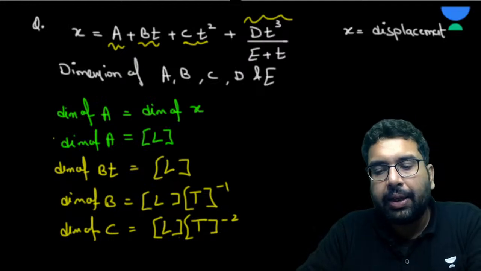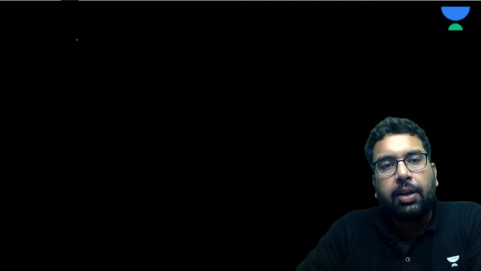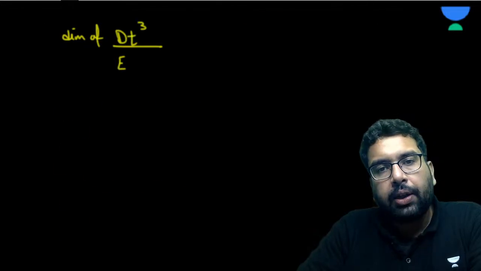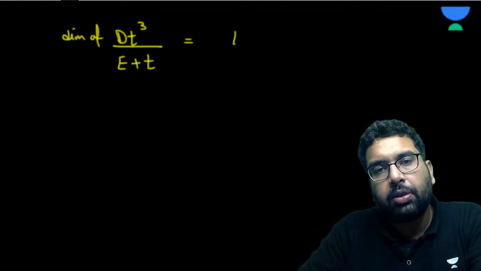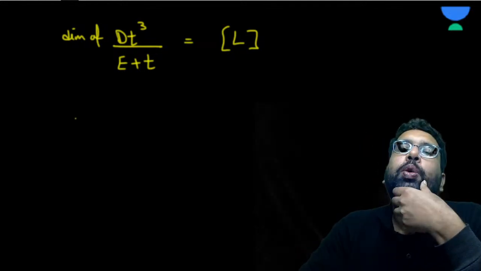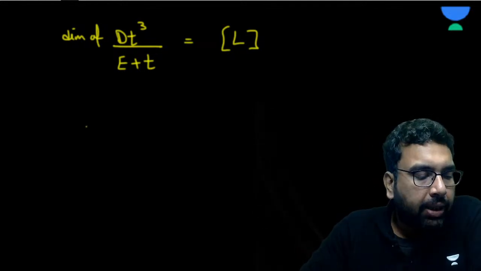Now what happens with this one? The dimension of this whole thing, that is dt cube upon e plus t, must be equal to the dimension of x. So the dimension of this whole thing must be equal to L. But now how do we approach? See, we have to use common sense.